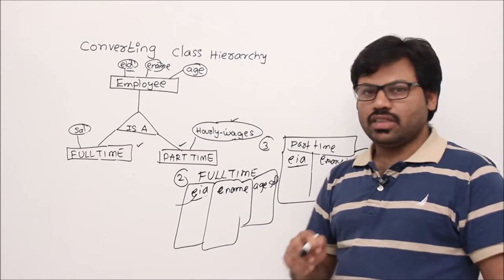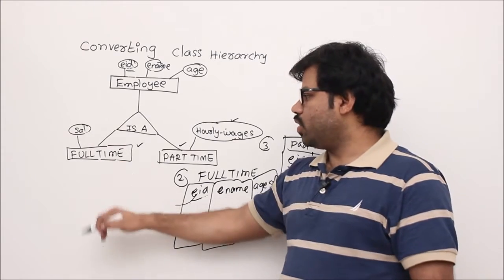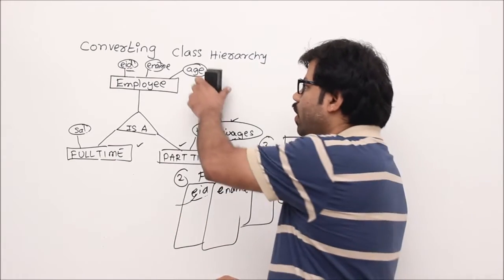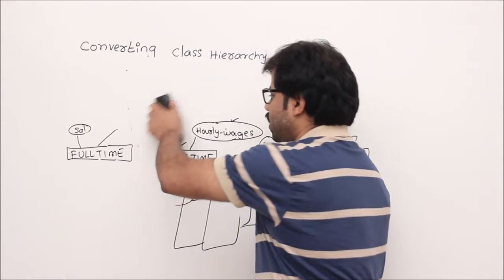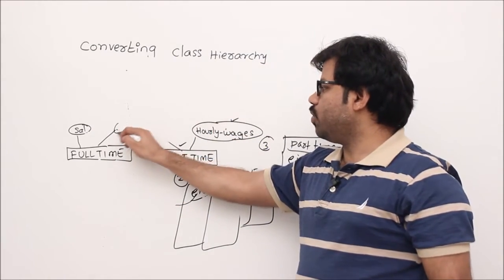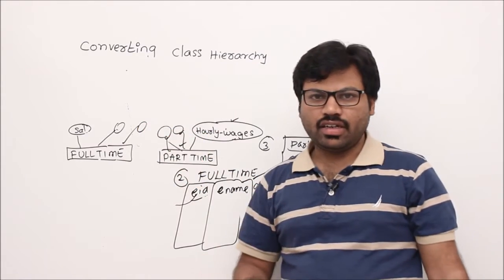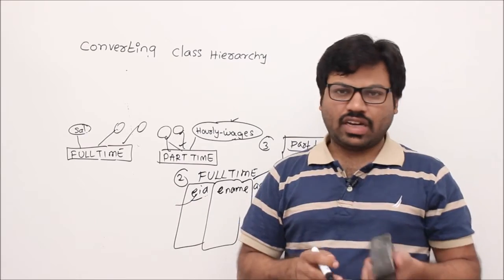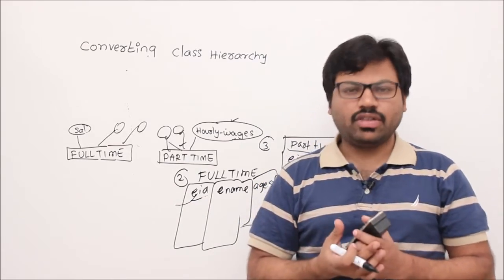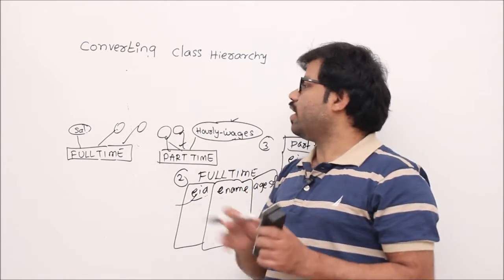That is one method. Second method, only create two tables: one is full-time, one part-time. When there is no employee table, just two tables like this, and copy all the attributes here and here, then you don't require any foreign key, nothing, right? So this is one more way. In that way we can create two tables. So this is about converting class hierarchy.